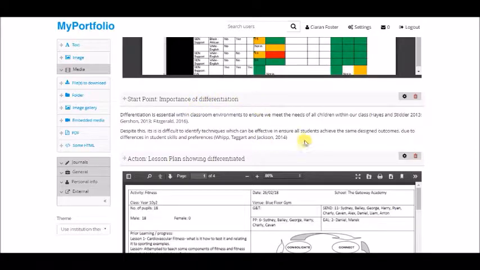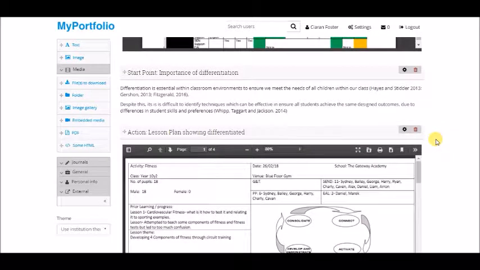Just looking at the importance of differentiation. Differentiation is essential within a classroom environment to ensure we meet the needs of all children within our class. Hayes and Styler 2013, Gershon 2013 and Fitzgerald 2016 all highlight the importance of differentiation within a classroom. Despite this, it's difficult to identify techniques which can be effective in ensuring all students achieve the same desired outcomes due to differences in students' skills and preferences. So it's just saying here that although we can trial ways for differentiation, there's no guaranteed way which will most suit students or work within a lesson.